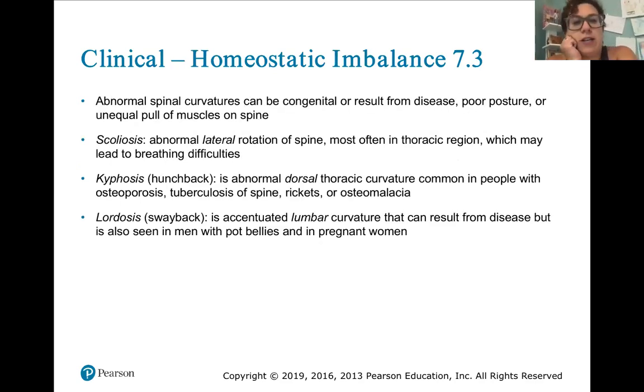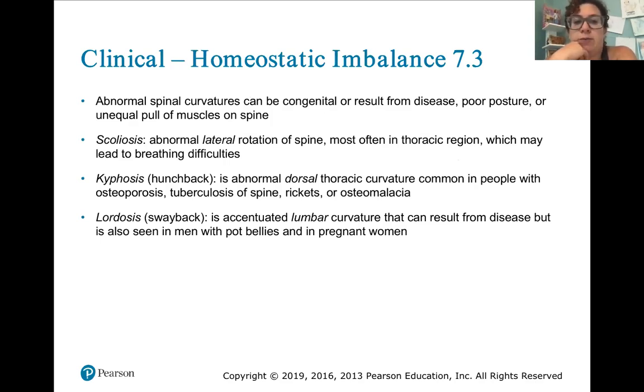Okay, and then we also think about scoliosis, kyphosis, and lordosis. So scoliosis is the most common. We screen kids starting at age 10 for this. This is when the spine starts laterally rotating in an abnormal way. Most often you're going to see it start in the thoracic region, and if it becomes bad enough, it causes breathing difficulties.